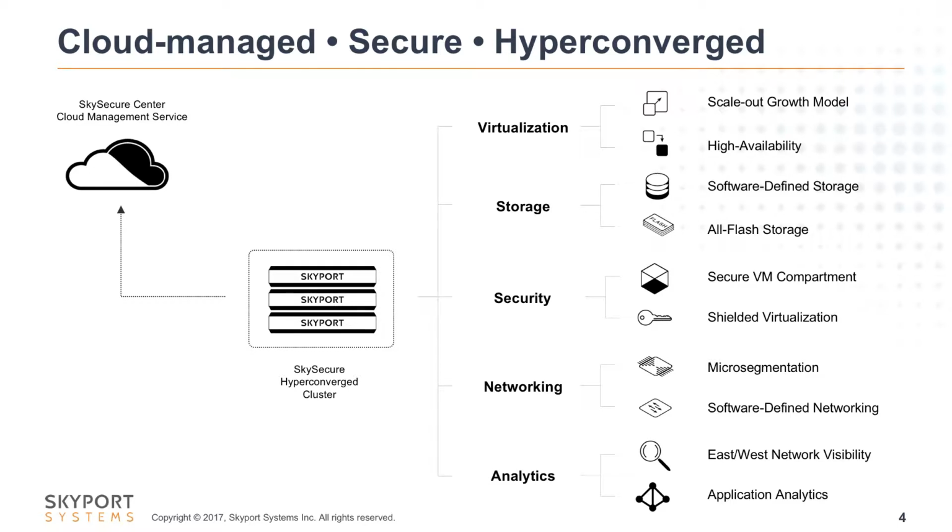Specifically, SkySecure includes multiple components. First, there's a cloud-based management service, and there's an on-premises hardware component. This hardware component includes all the capabilities that you need to securely run individual virtual machines and build a secure environment. What's different is that Skyport started first with security. We include not only secure virtualization, but there's also hardware accelerated capabilities for things like software-defined networking and software-defined storage. And this also includes all of the other capabilities that you expect from a hyperconverged system, as well as an in-depth series of analytics and visualization capabilities that we'll take a look at in a moment.